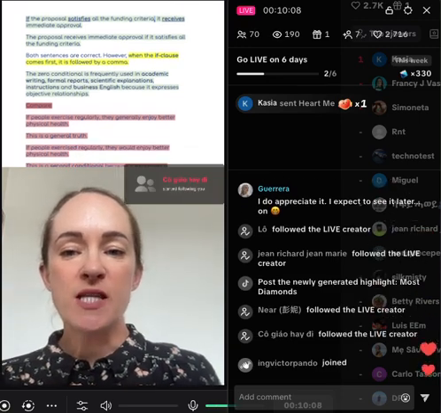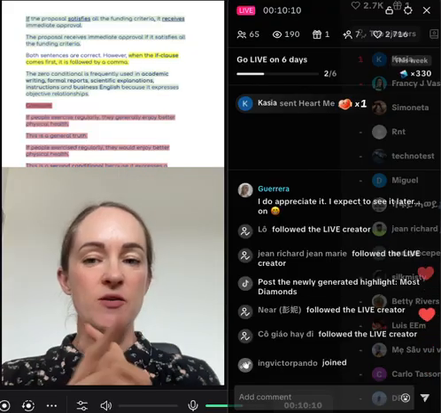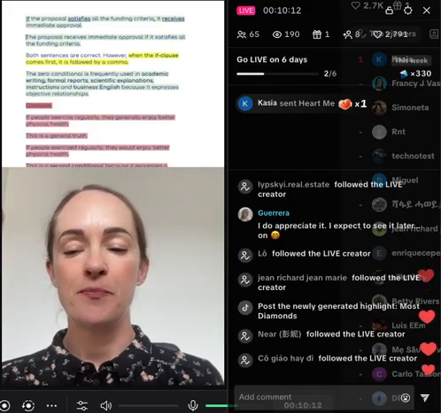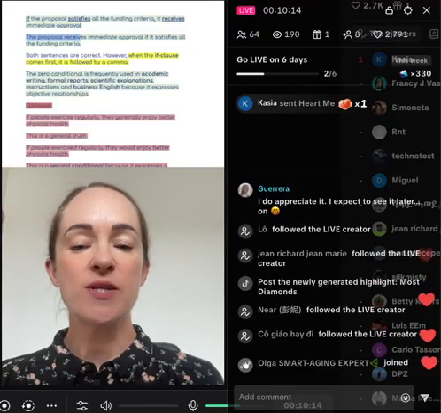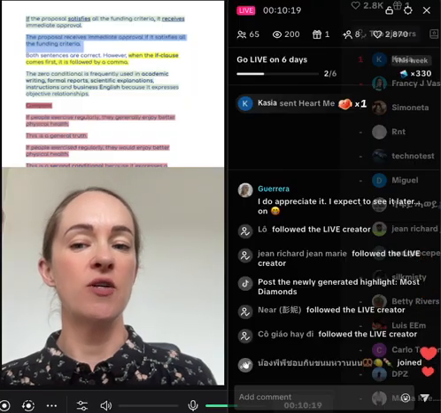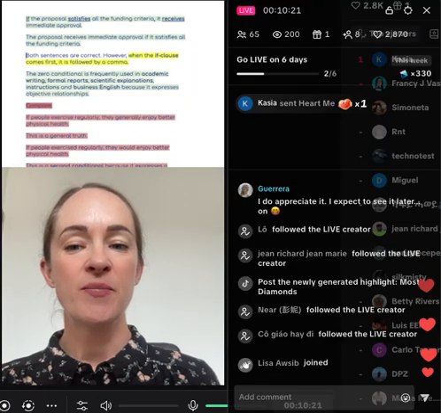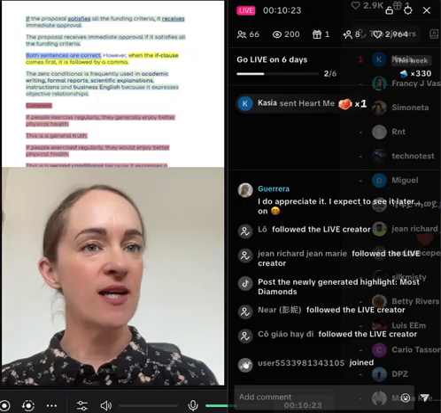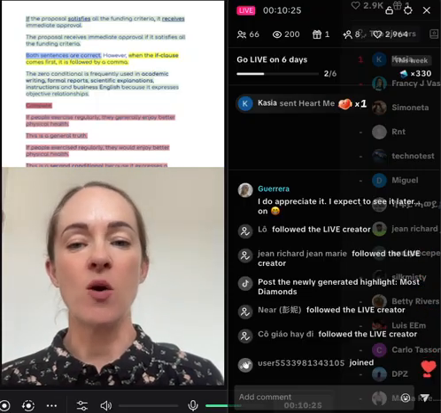The proposal receives, or now, the opposite way around. We put the result first and then the condition. The proposal receives immediate approval if it satisfies all the funding criteria. Now look at this. Both sentences are correct. No problem. Same, da igual.